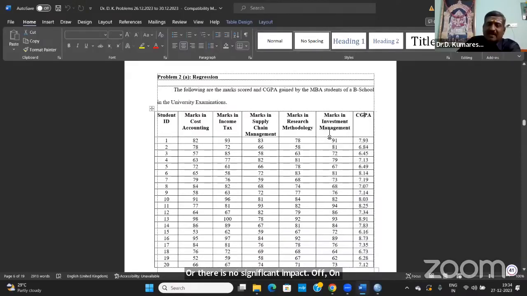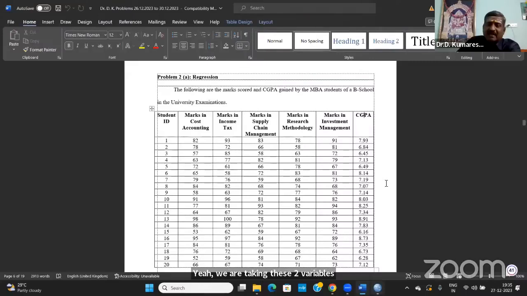If we are using the word relationship, then we have to use between: there is no relationship between marks in investment management and CGPA. If we are using the word influence or impact, it is the influence of the independent variable on the dependent variable. Here we are taking these two variables only.